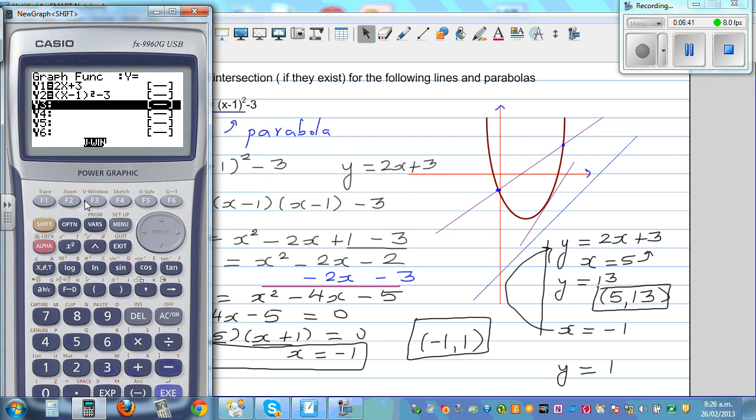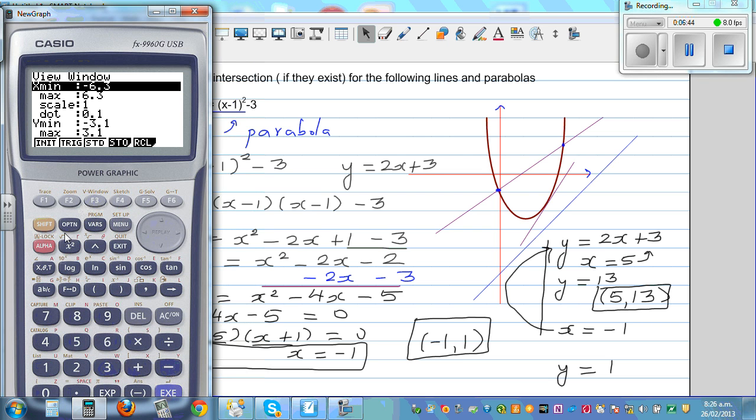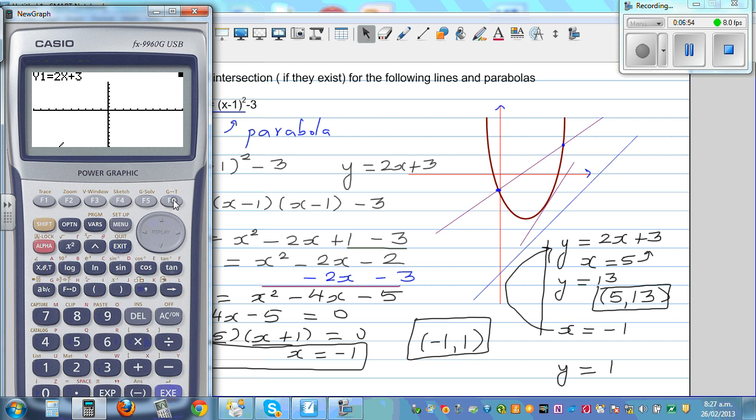Always check your scale. Shift F3 will take you to the scale. I'll make it standard, which is minus 10 to 10 on both the axes, and then exit and graph it. So this is your parabola and this is your line. To find the two points, you press G-Solve and again F5.